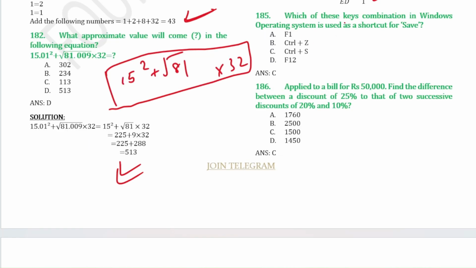Next question. Which of these key combinations in Windows operating system is used as a shortcut for save? So that is Control plus S.